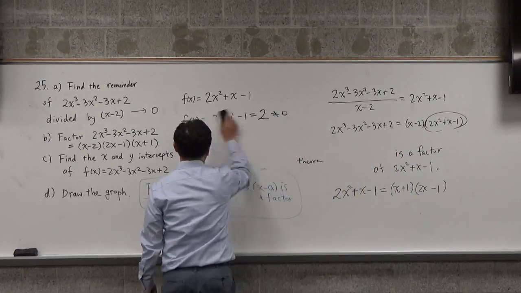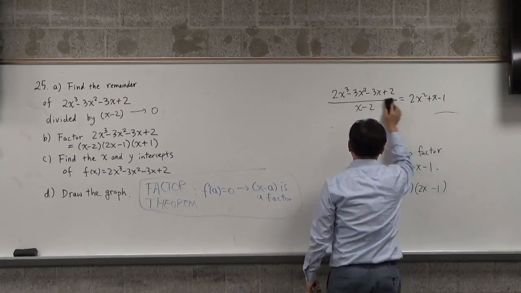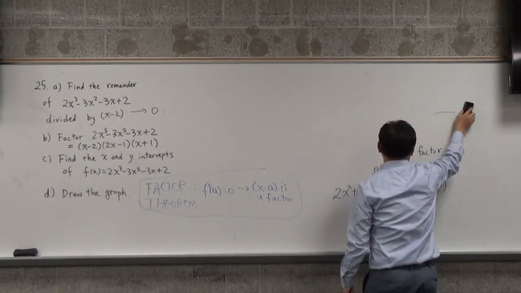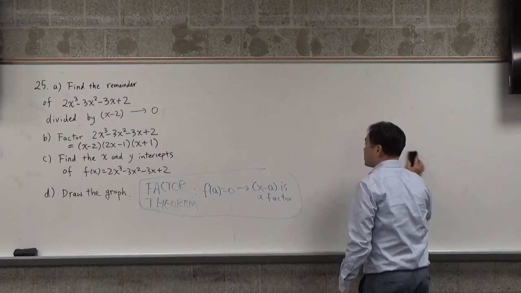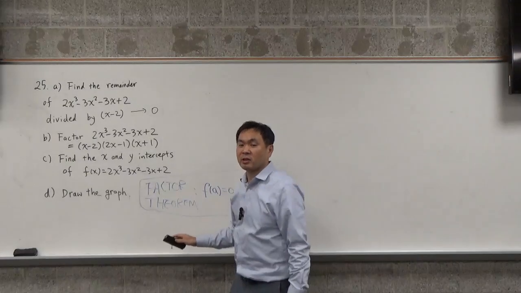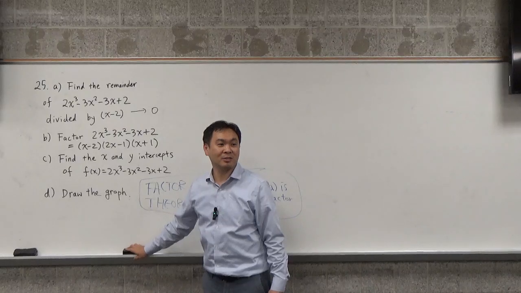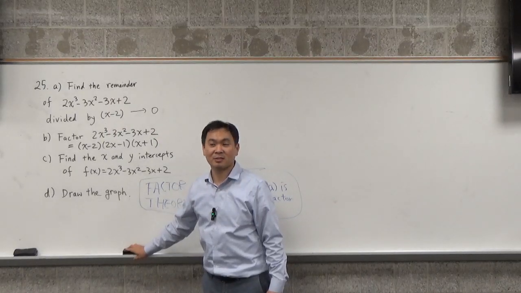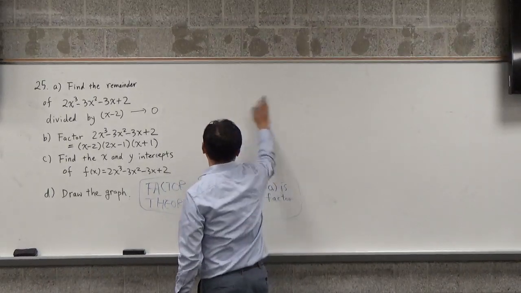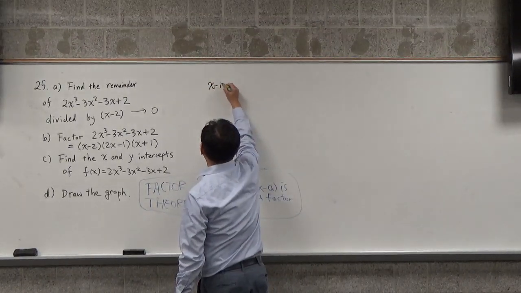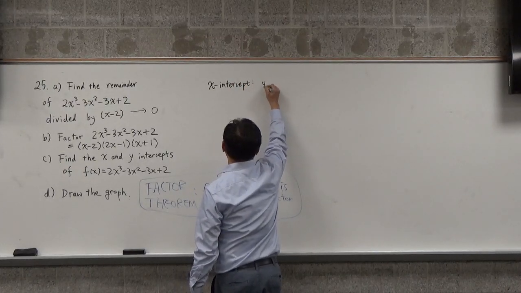Now let's go for part C. Find the x and y intercepts. The x-intercept is the place where the graph passes through the x-axis, and all the y-coordinates of points on the x-axis are 0, right? And therefore, to get the x-intercept, what do you do? Set y equal to 0.